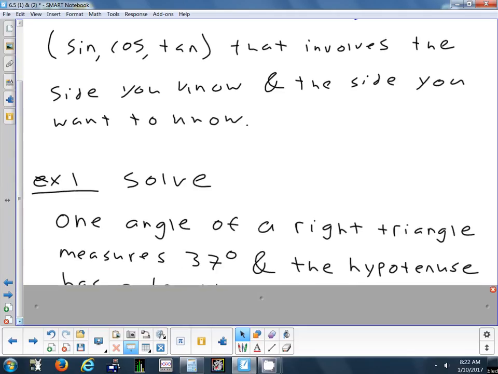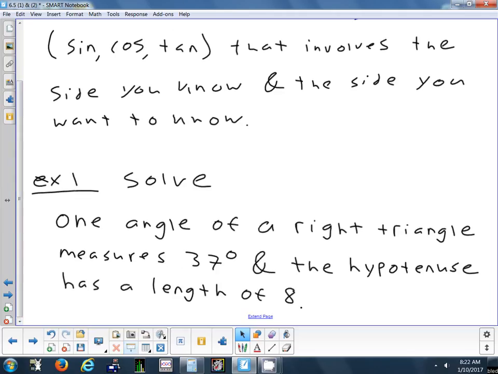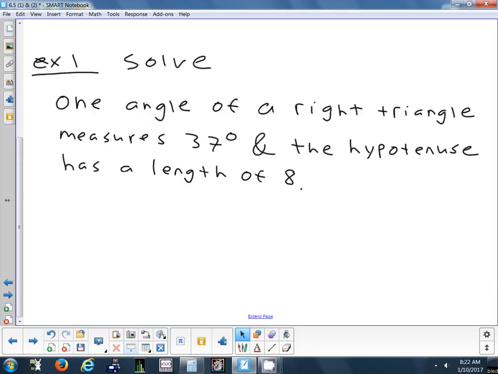All right. So they're telling us that one angle of a right triangle is 37 degrees. The hypotenuse has a length of 8. Now, they didn't tell us which acute angle that was. They just said one of the angles is 37. You can call it alpha or beta. No matter what you call it, you're still going to get all the same answers as somebody else. You might call something alpha and someone else might call it beta, but you're still going to get the same numerical answers.